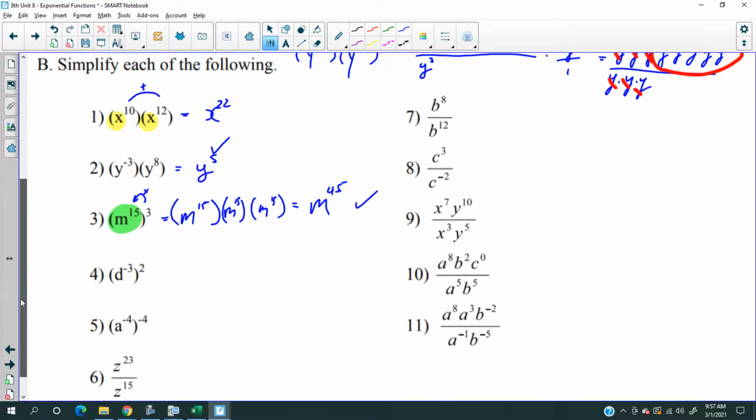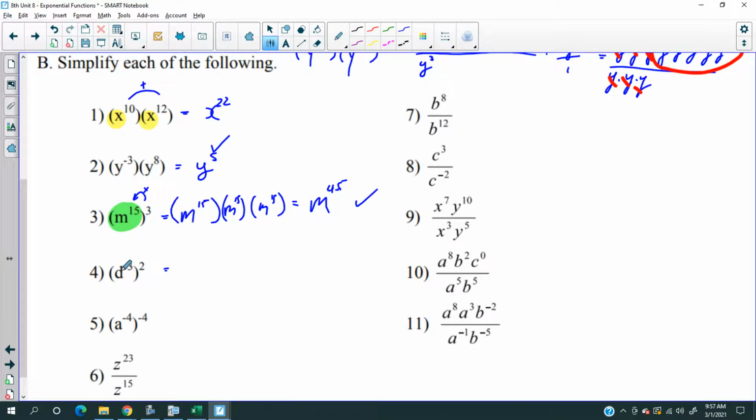Okay, let's keep going. All right, d to the negative third power, to the second power. So what this means is this times this. That's what this really means, right? So what is this going to be? Yeah, right? 2 times negative 3, negative 6.